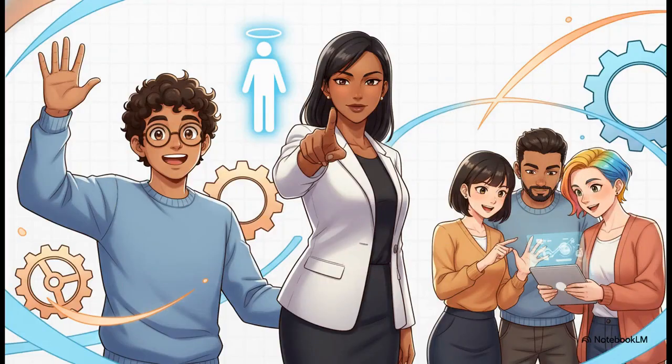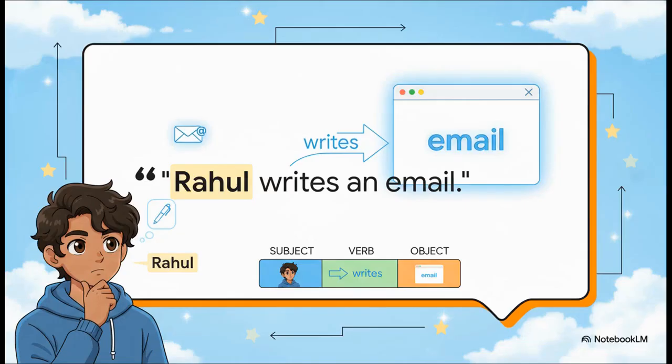And what can be a subject? Well, pretty much anything. As you can see, it can be a simple pronoun like I or you. It could be a specific person like Rahul, or it could even be a whole group like the team. These are the engines that get our sentences started. Let's look at a quick example. Rahul writes an email. Now ask yourself, who is doing the action? Who's doing the writing? Well, it's Rahul. He's our subject. See? Nice and clear.